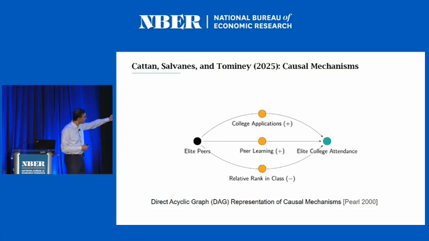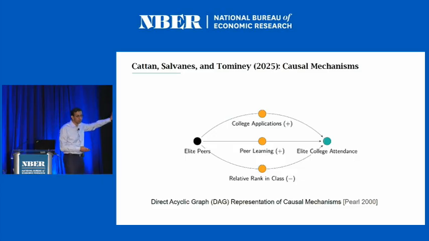There could also be channels in the opposite direction. There's a recent literature which suggests that there could be important relative rank effects, where if you're in a class with lots of other high-achieving peers, the teachers may essentially grade on a curve, and that may actually have a negative impact on your future outcomes.